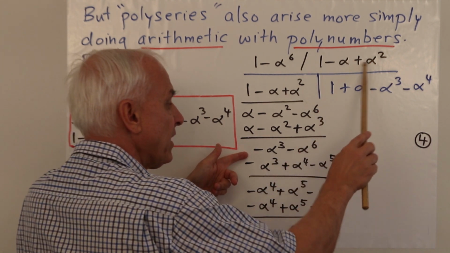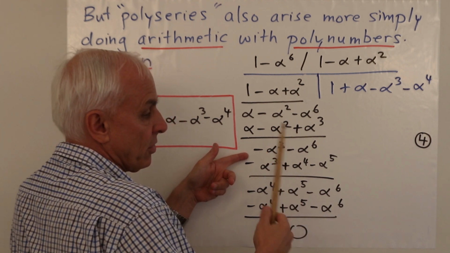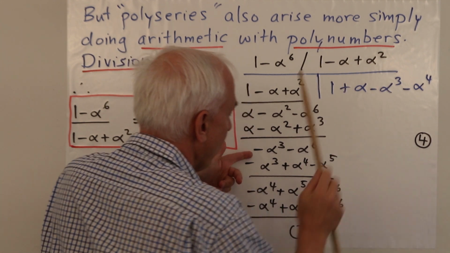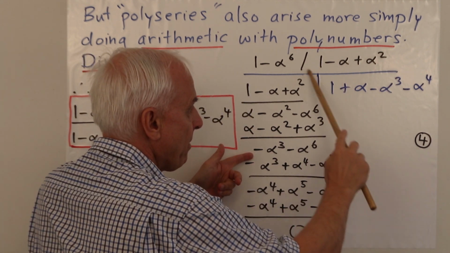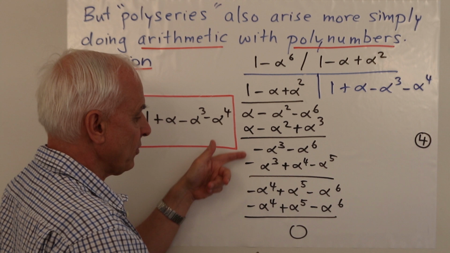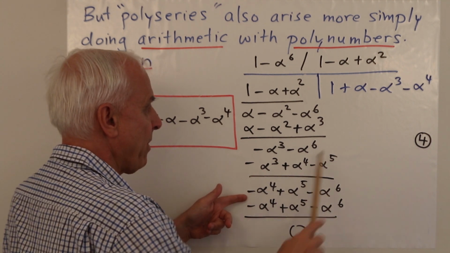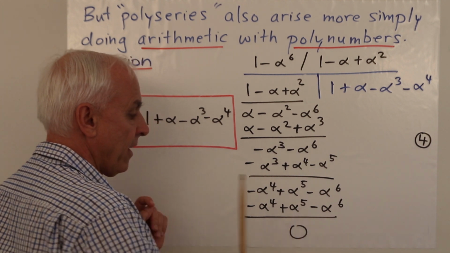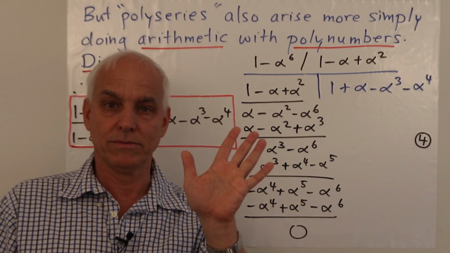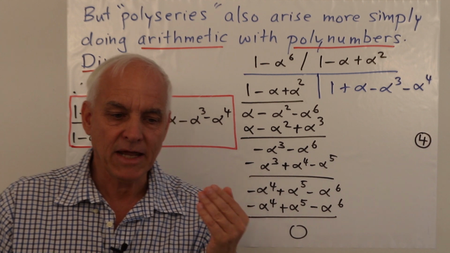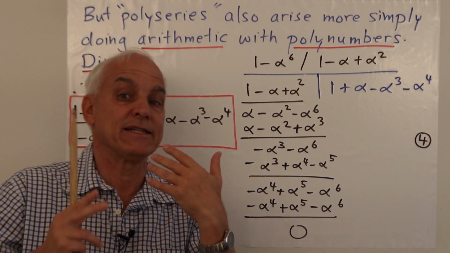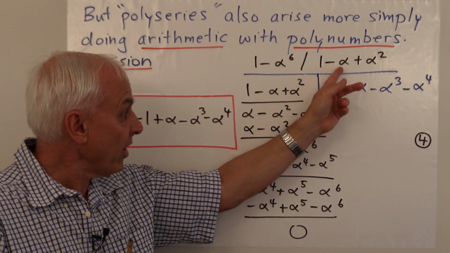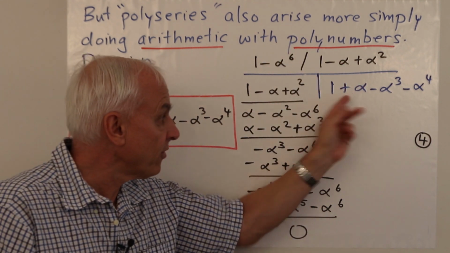Now, how many of these fit into there? We just look at the first or the lowest term, minus alpha cubed. We say minus alpha cubed of them will fit in. So we multiply this by minus alpha cubed. There it is there. We do the subtraction. We get this one here. Then how many of these fit into there? We get minus alpha to the 4 of them. And by the time we've done that, then we finally get a remainder of 0. That means that the division has been successful. We have divided this by this and obtained this.